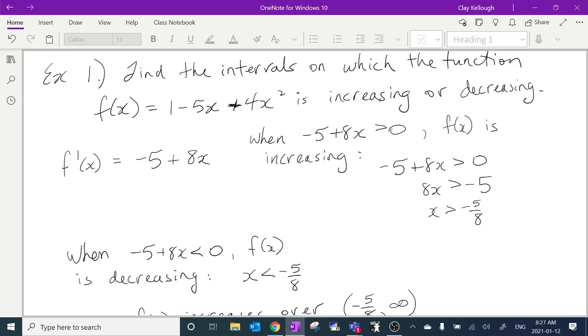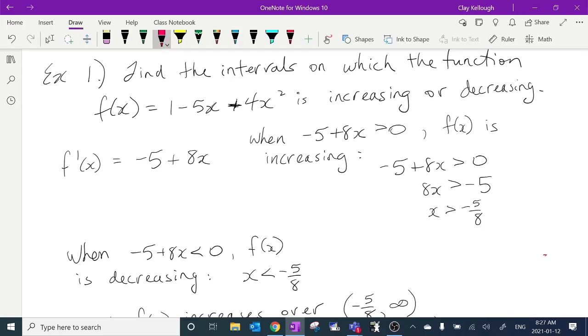So I had the inequality negative 5 plus 8x is greater than 0. And right, this inequality right here, everything's good. But then right there, I added 5 to both sides of the equation, but somehow it still stayed a minus 5. Yikes. Can you go back?